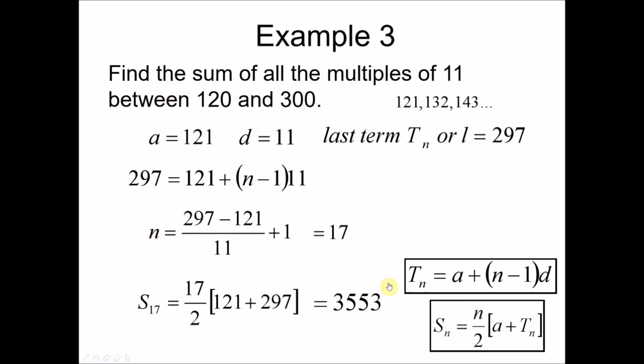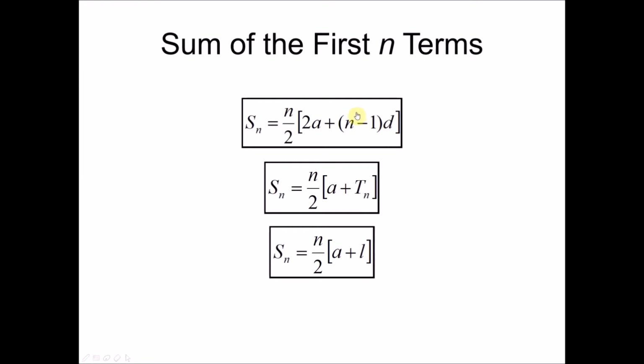Then from there, after we find the value of n, we can use the formula for the sum of the first n terms. Of course, we can choose to use this formula or this formula. It's the same. You substitute the values inside, and you still get the same answer, 3553.